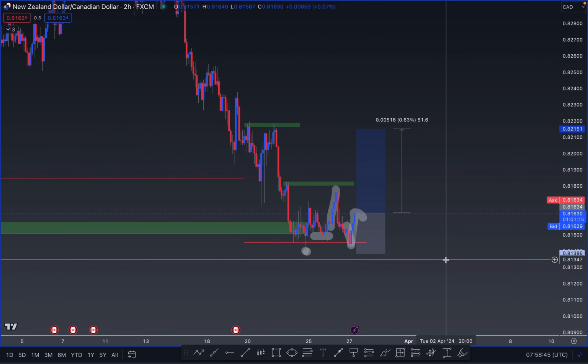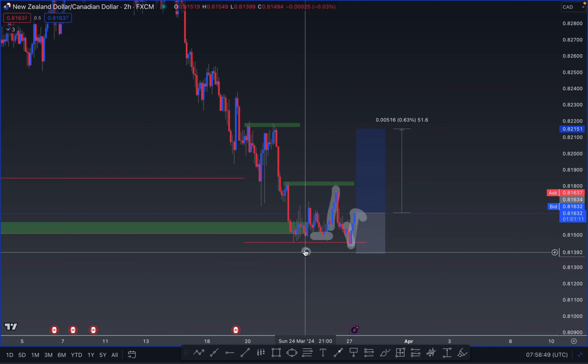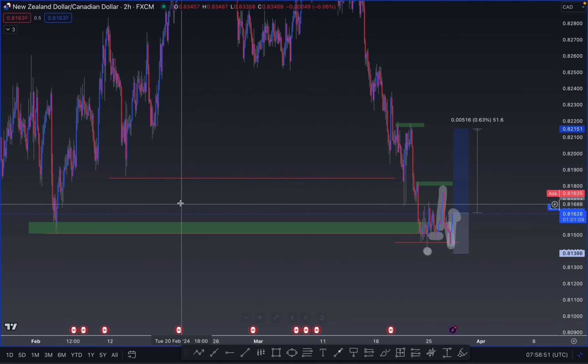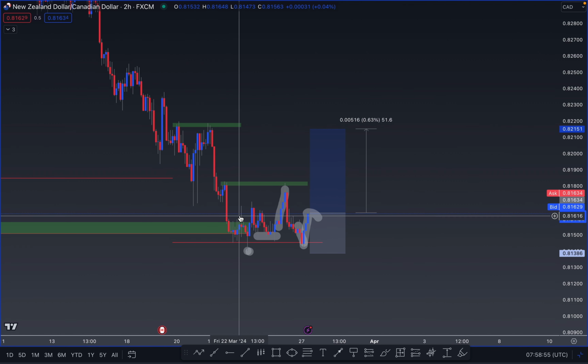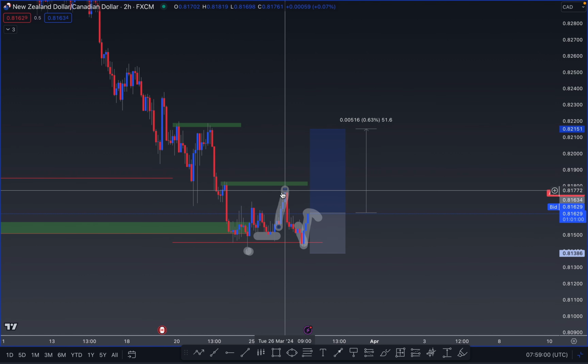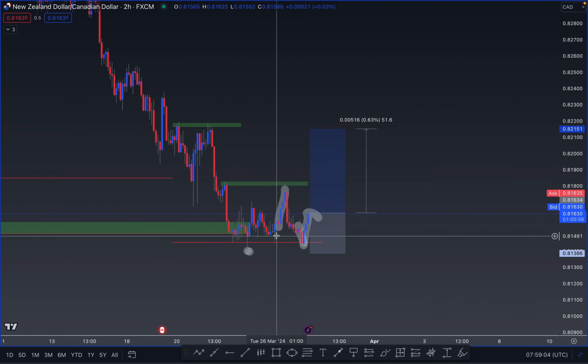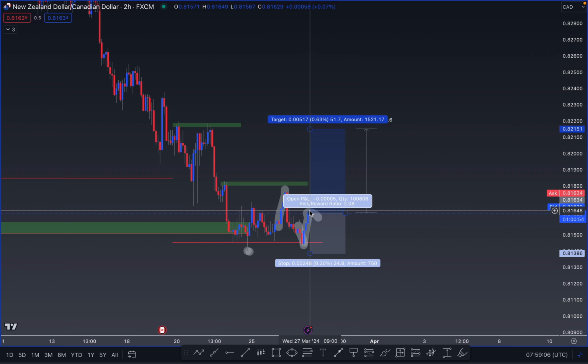NZD CAD right here. 3 drives pattern, 1, 2, 3 into these bottoms right here, as you can see. And then it's starting to push through to the upside. As we started pushing through to the upside, we created these tops. We pushed into them, created tops right there, and then pushed through to the downside to take out these bottoms right here, as you can see. 1, 2, pushed into them, and then started pushing through to the upside.